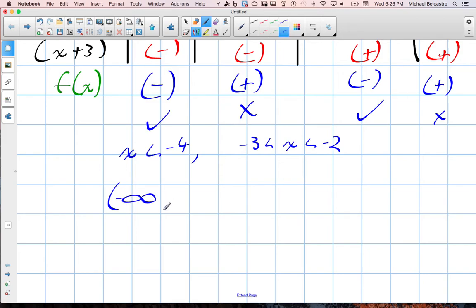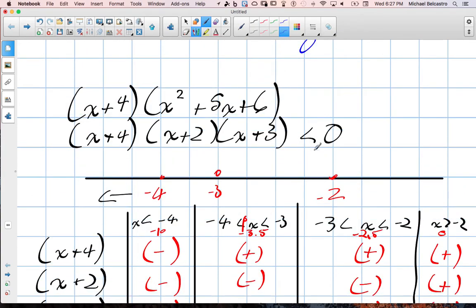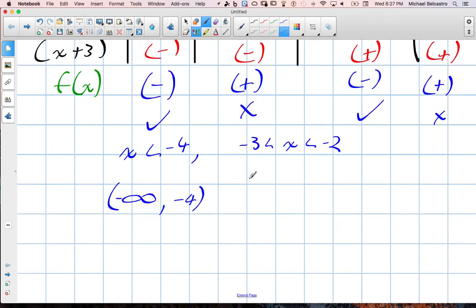Wouldn't that be a negative? Yeah, negative infinity to -4 is a way to write this. And wouldn't it be a hard bracket for negative 4? No, it doesn't equal 0. Remember, we're talking about when something is equal to. If it was actually equal to, then we would use a hard bracket.